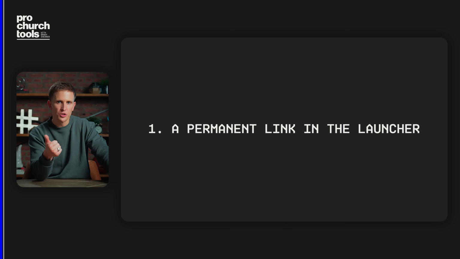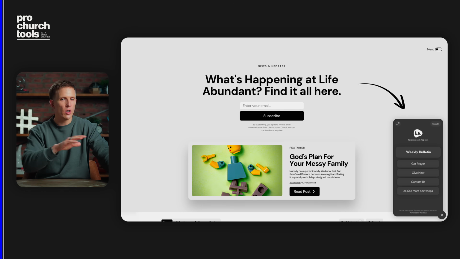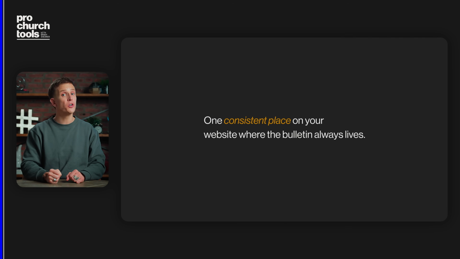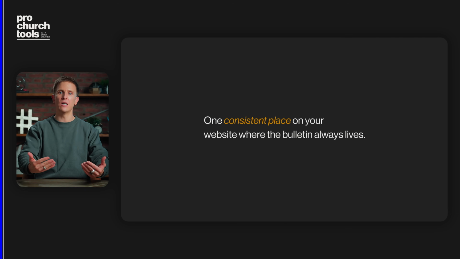The bulletin gets in front of people 3 ways. First, a permanent link in what we call the launcher. This is a small widget that lives on every page of your church's website and surfaces your most important next steps. This is a free widget that we created and support. More than 17,000 churches use it, and I'd recommend dedicating a permanent action in your launcher to the bulletin, maybe even putting it at the top. You don't have to use our software if you have something similar on your site. The principle is what matters. One consistent place on your website where the bulletin always lives.